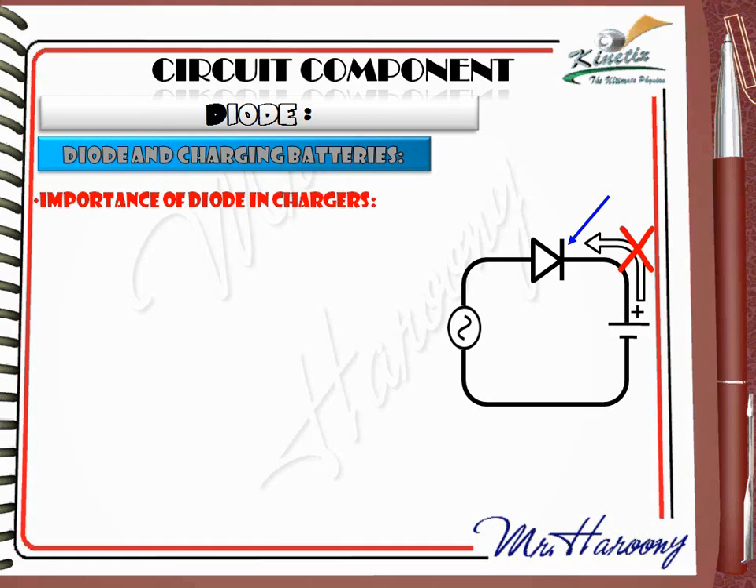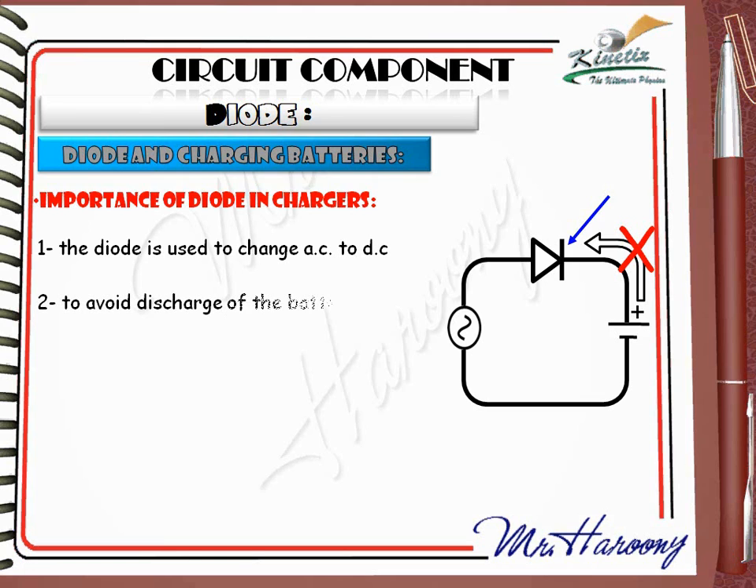Importance of the diode in chargers. Number 1. The diode is used to change AC to DC. Number 2. To avoid the discharge of the battery during the charging process.